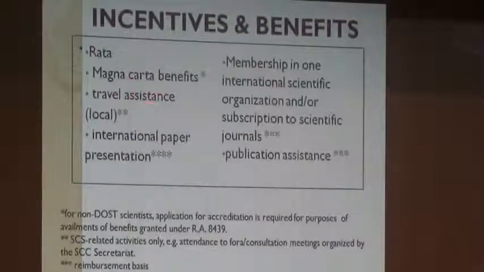Incentives: RATA, Magna Carta benefits, travel assistance, international paper presentation, membership, and publication assistance. International paper presentation is $2,000 per scientist every 2 years. UPLB will give you $500, but this gives you $2,000. Okay? So over and above your SG 26, you get this.